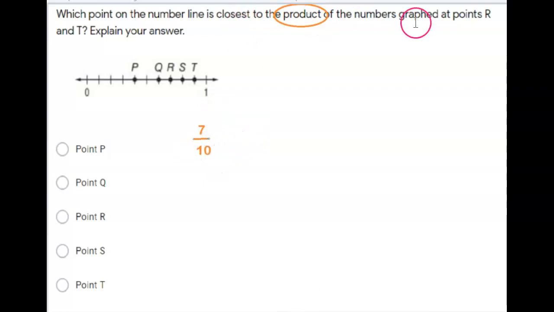And then the second number, because it says R and T, is T, which is going to be 9 out of 10, right? If I count 1, 2, 3, 4, 5, 6, 7, 8, 9. So this is 9/10. And if I'm looking for product, that means I'm multiplying these together. And when I do that, I would get 7 times 9 equals 63, right? 63 is on top, and 10 times 10 equals 100. Okay, so there's my fraction here.